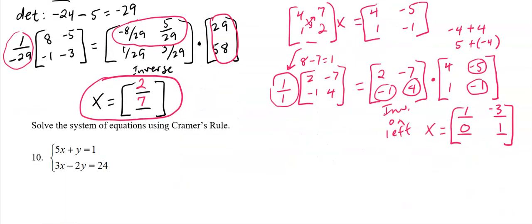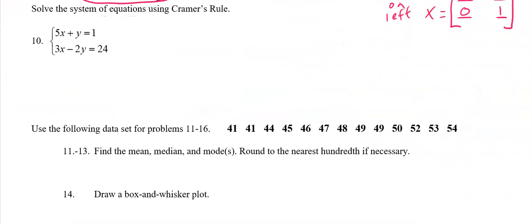All right, we're ready to move on to problem number 10 and Cramer's Rule. So Cramer's Rule is all about finding, since we're only dealing with 2 variables, 3 determinants. The first one I'm just going to call capital D, and it's just the determinant of what we call coefficients. Just take the numbers in front of the variables. The first column should be the x coefficients, the second column should be the y's, and find that determinant.